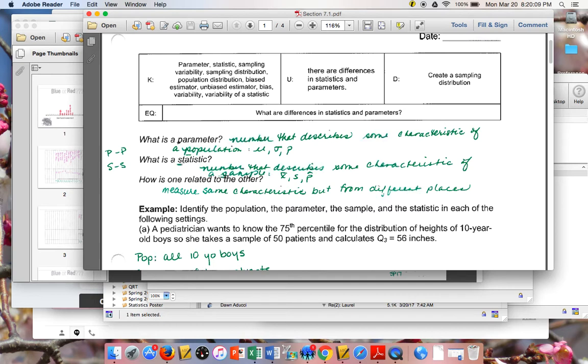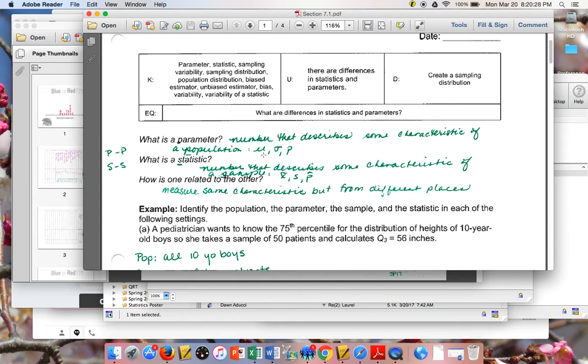A statistic is just a number that describes some characteristic of a sample. So the sample mean is x bar. The sample standard deviation is s. A sample proportion is p hat. So the numbers themselves are the same. It's just where the things are coming from. Like I said, that's how they're related to each other.